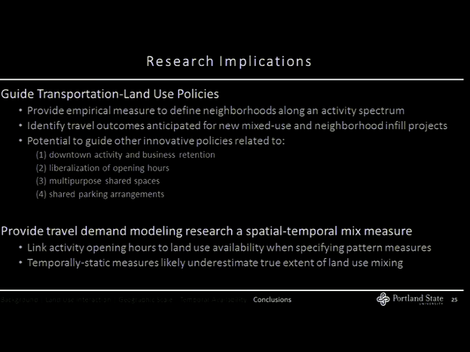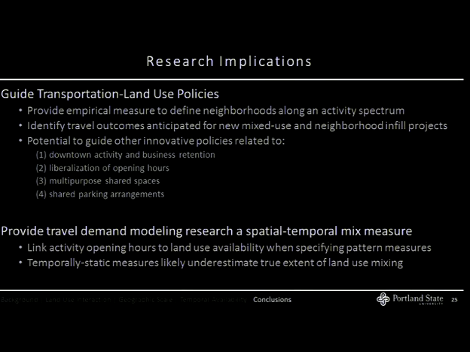What are the research implications for this? Obviously, it's to guide policy. At Metro, there's a need, or a discussion, of an activity spectrum. We have these neighborhoods that could be 14-hour, 18-hour, or 24-hour neighborhoods, but there isn't yet a strong empirical measure to define what these neighborhoods should look like. Doing this sort of research would help inform these policies. Identifying travel outcomes that are anticipated for new mixed use and neighborhood infill projects is a potential implication of this research. This doesn't get at the time piece necessarily, but it does get at the interaction and scale elements.